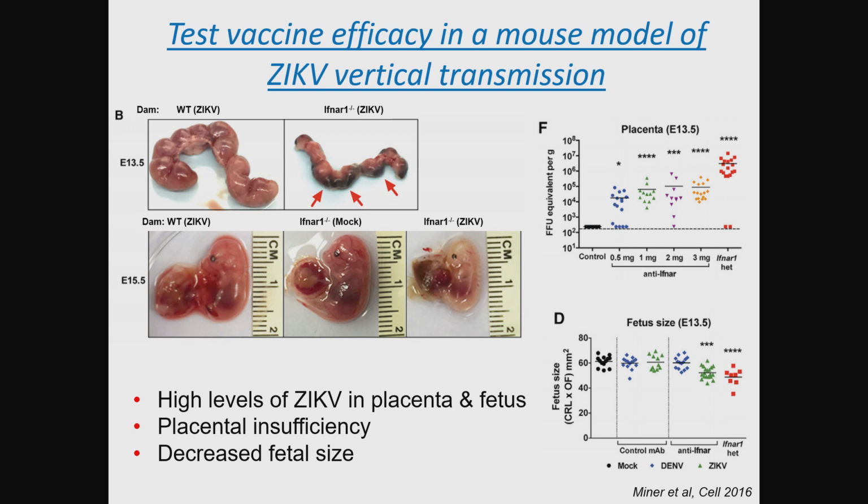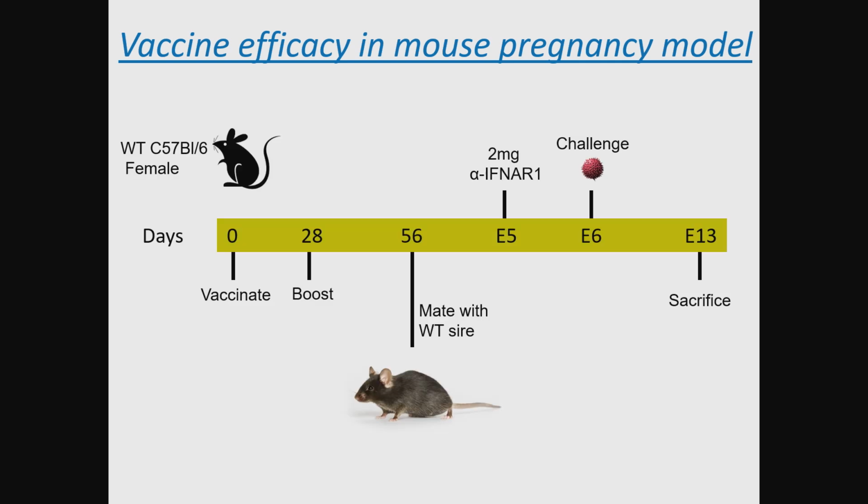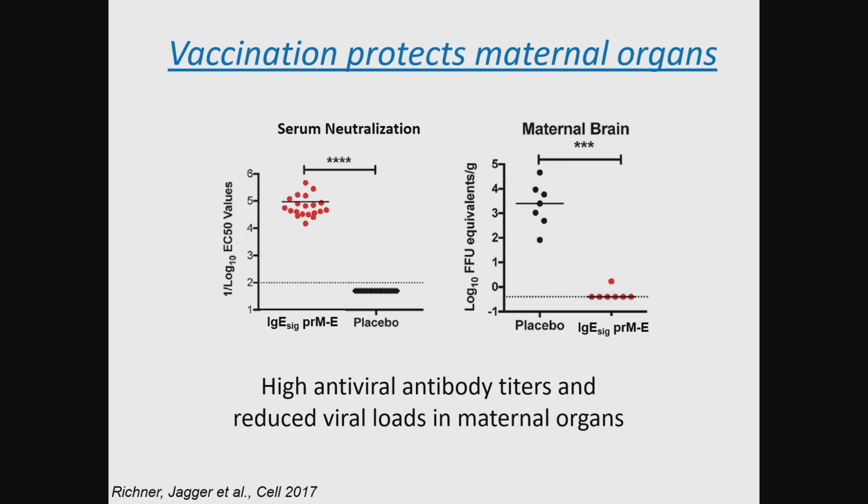So to test our vaccine in the pregnancy model, we are vaccinating female black 6, just wild type black 6 mice. Then 4 weeks later, we're boosting these mice. And 4 weeks after that, we're mating with a male wild type mouse. And then at gestational day 5, we're giving them 2 mg of our anti-interferon blocking antibody to limit that interferon pathway in the innate immune response. And then 1 day later, we challenge with the virus and then sacrifice the mothers at gestational day 13.